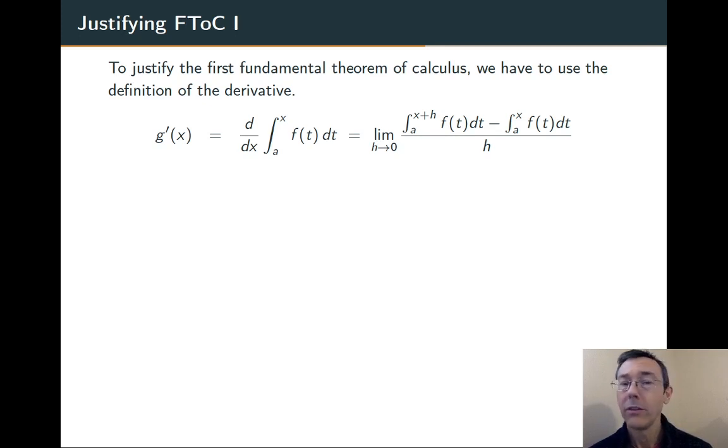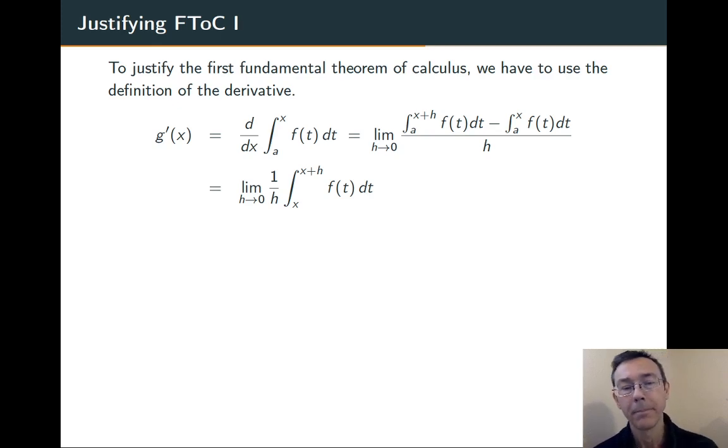Remember the definition of the derivative. The limit as h goes to 0 of the function evaluated at x plus h minus the function evaluated at x, divided by h. Now, the numerator here on the right is really suggestive. We have the same function being integrated over two different intervals. So we can simplify that numerator using properties of the definite integral. We get the limit as h goes to 0, 1 over h, integral from x to x plus h, f of t dt.